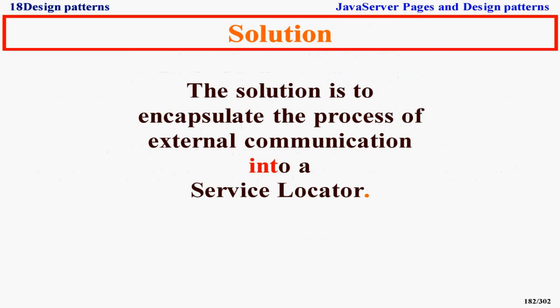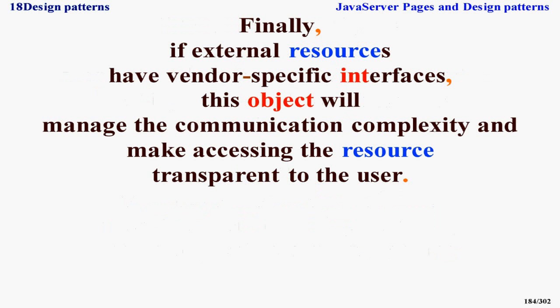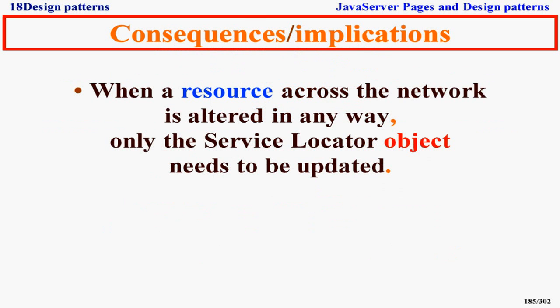Solution: the solution is to encapsulate the process of external communication into a service locator. With this method, the locator object manages all of the complexity related to locating and interfacing resources across the network. Further, to reduce the amount of time associated with making requests, it can provide request caching. Finally, if external resources have vendor-specific interfaces, this object will manage the communication complexity and make accessing the resource transparent to the user. Consequences. Implications.